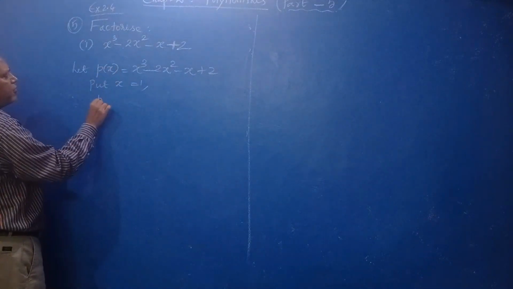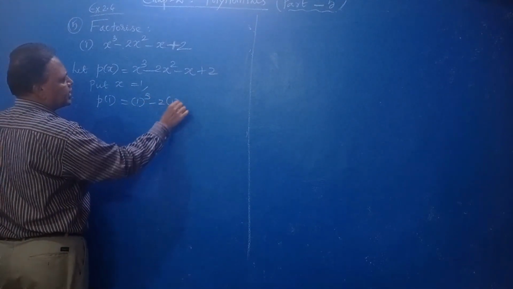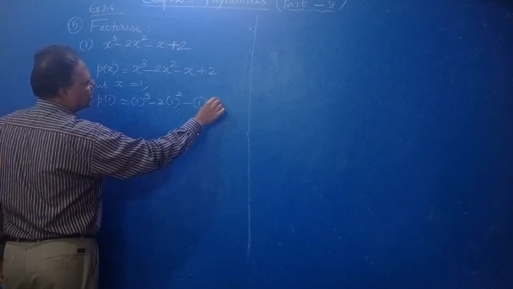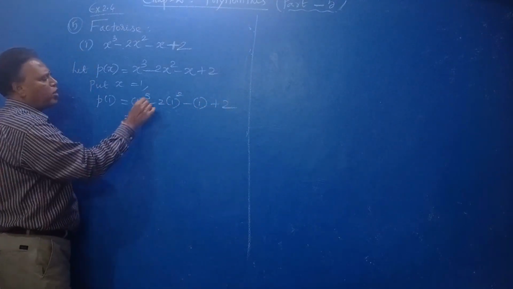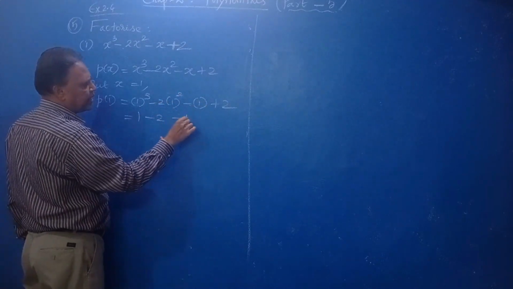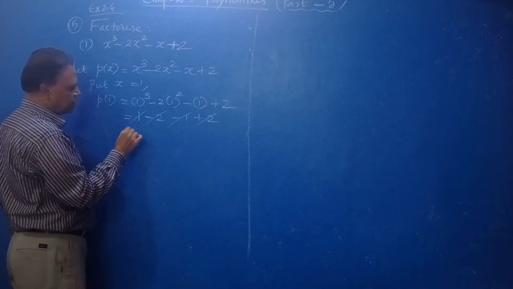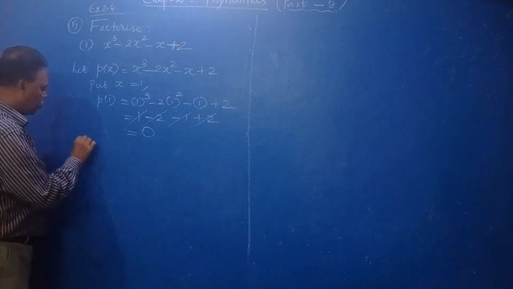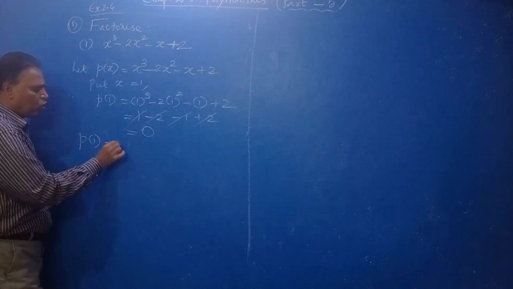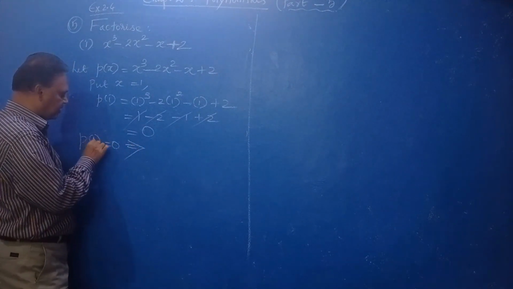So what will be p of 1? 1 cube minus 2 into 1 squared minus 1 plus 2. So 1 cube is 1. 1 squared is 1 into minus 2. Here also minus 1 plus 2. So 1 plus 1, 1 minus 1, 1 minus 2 plus 2 cancel, means 0 is coming. So p of 1 equals 0, and by using the factor theorem, x minus 1 is a factor.